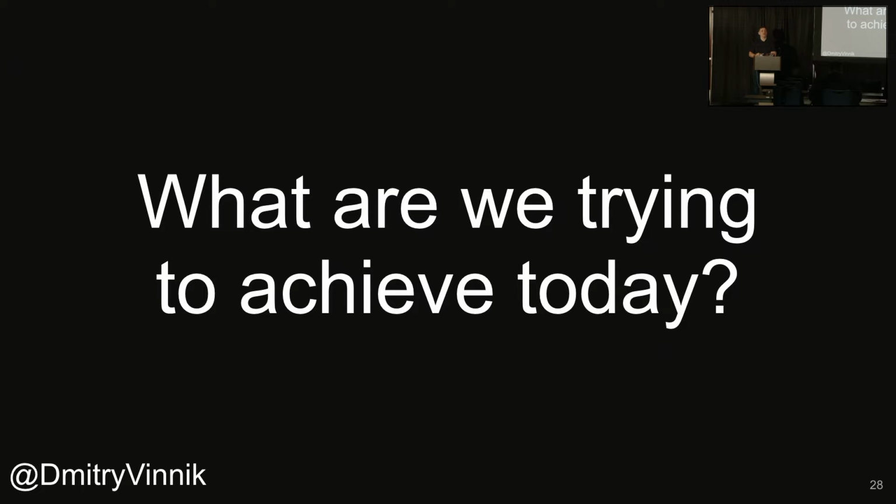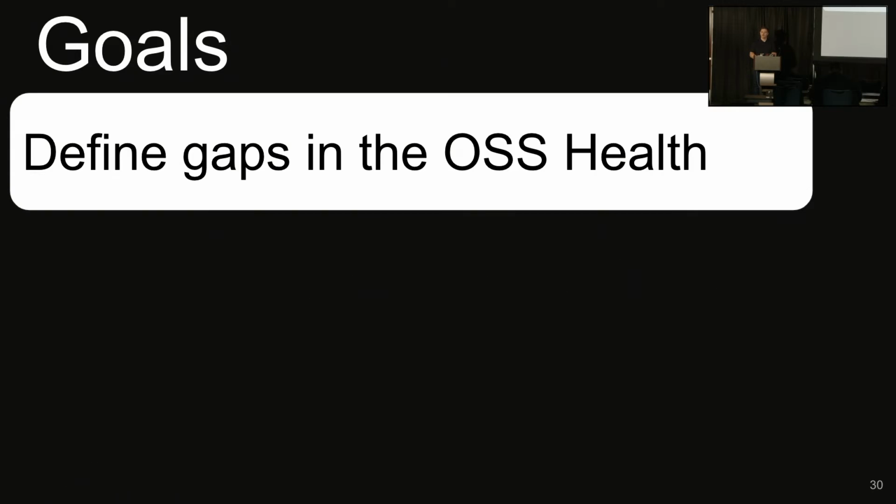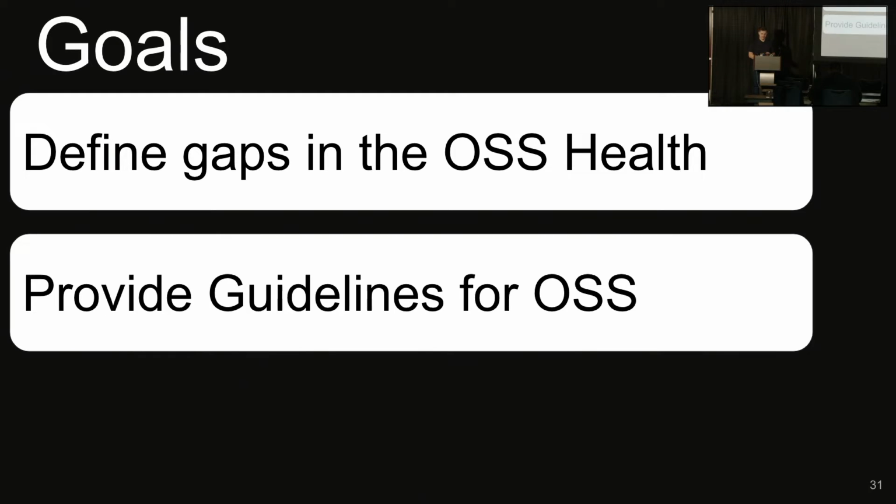So, what are we trying to achieve today? The goals are first to define the gaps in open source software health, provide guidelines, because I don't believe in dogmas. I don't believe that you should do everything by the book. I'll just provide you what works for us and what I've seen works for some other projects, and hopefully you'll find something that fits your style of working or the style of your organization.